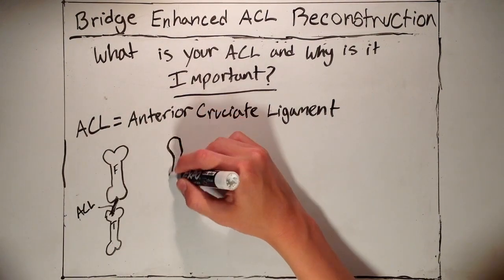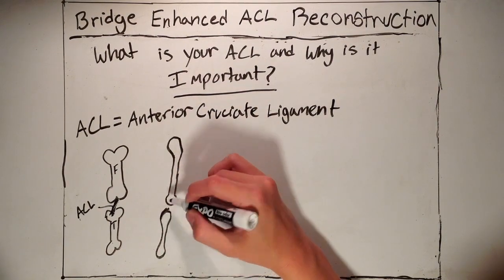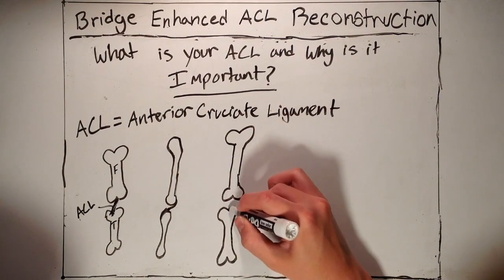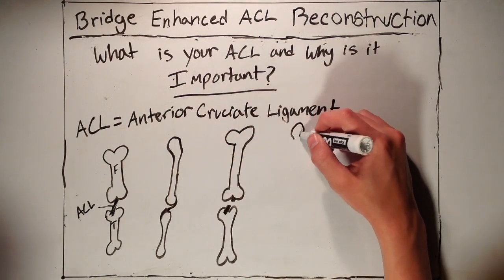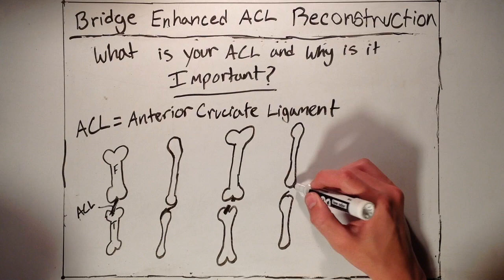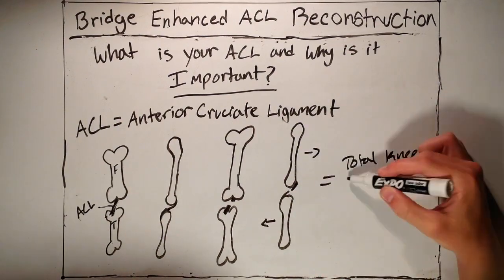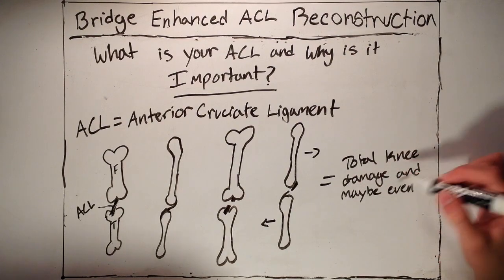The ACL can be found in between the femur and the tibia. The main job of the ACL is to keep the tibia from sliding ahead of the femur. If this happens, total knee damage occurs and knee replacement is needed.